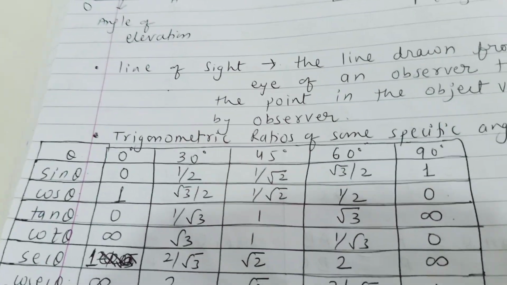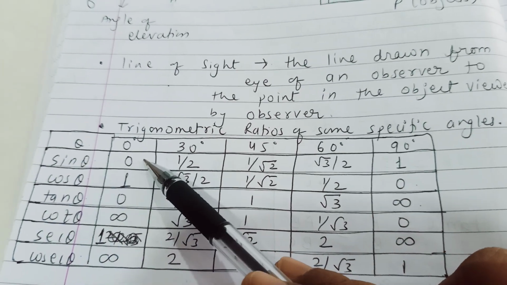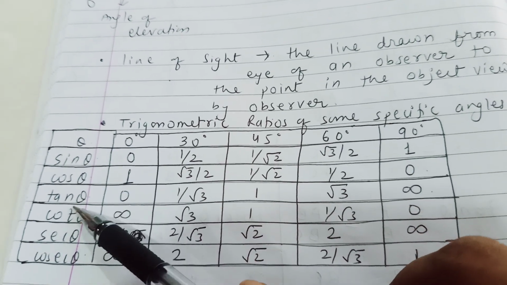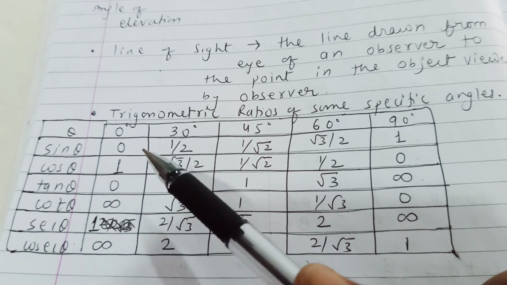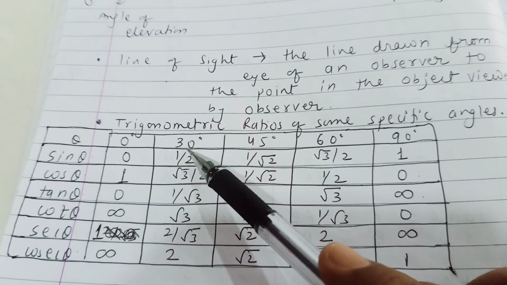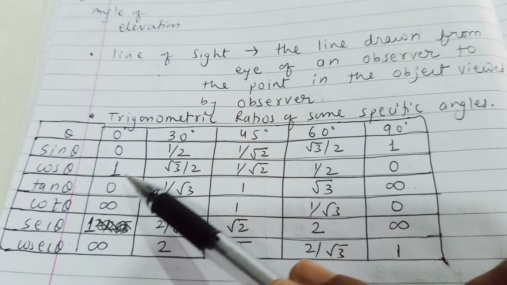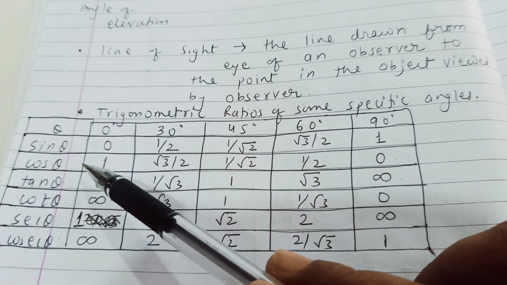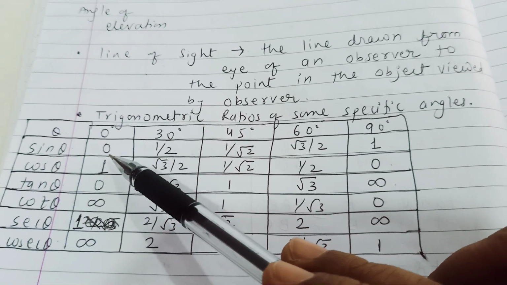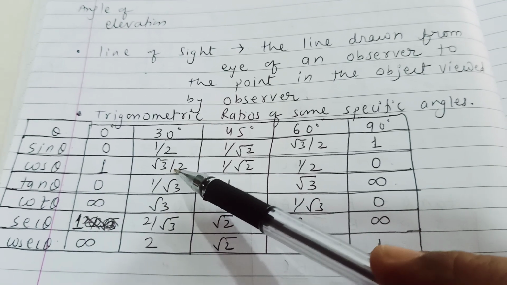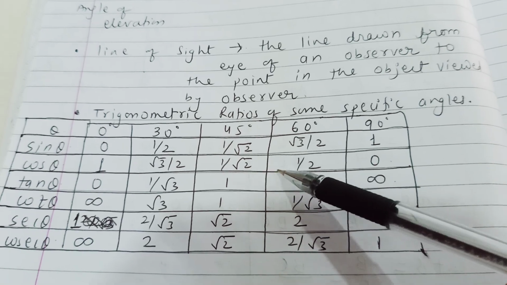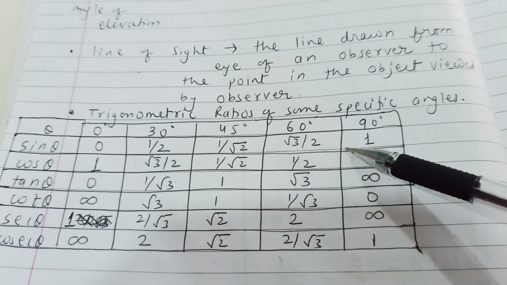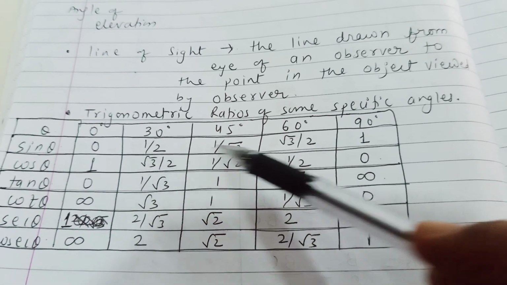And now here I have written theta, that is all the angles, and sin theta, cos theta, tan theta, cot theta, sec theta, cosec theta. So sin 0 is equal to 0, sin 30 is equal to half, sin 45 is equal to 1 by root 2, sin 60 is equal to root 3 by 2, and sin 90 is equal to 1. And here, same, cos 0 is equal to 1, cos 30 is equal to root 3 by 2, cos 45 is equal to 1 by root 2, cos 60 is equal to 1 by 2, and cos 90 is equal to 0. Just the reciprocal of it.